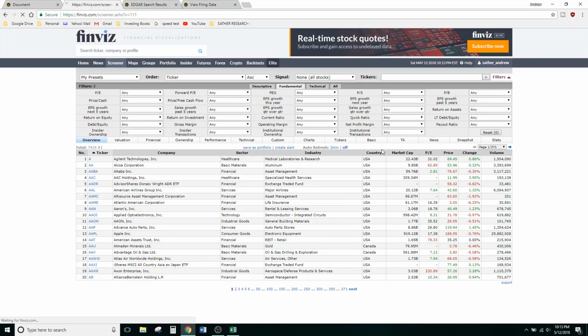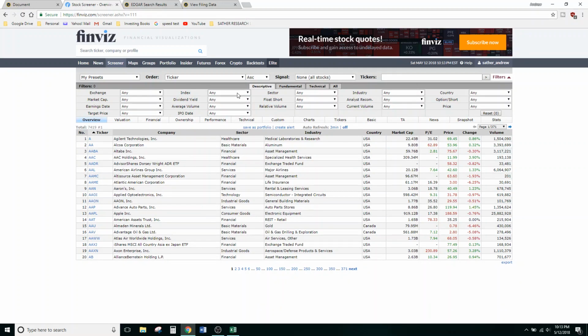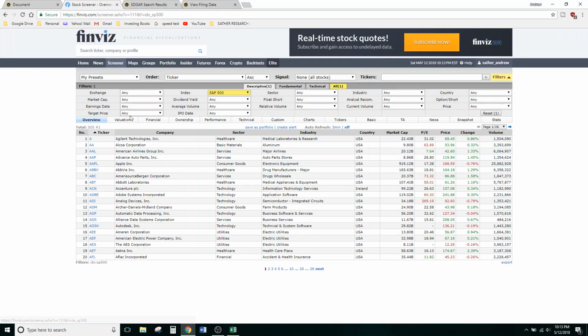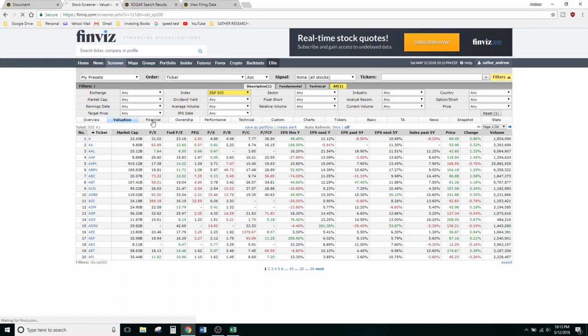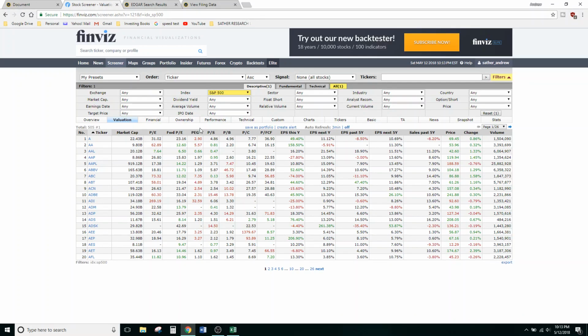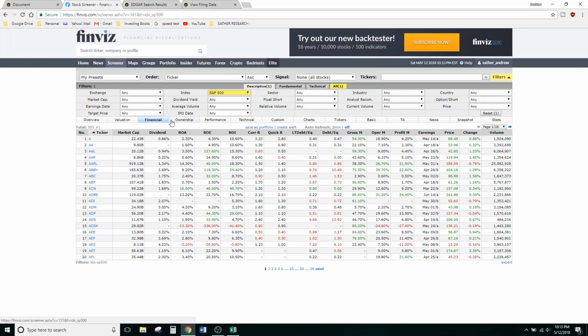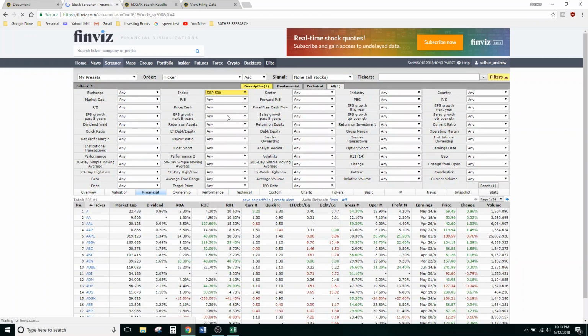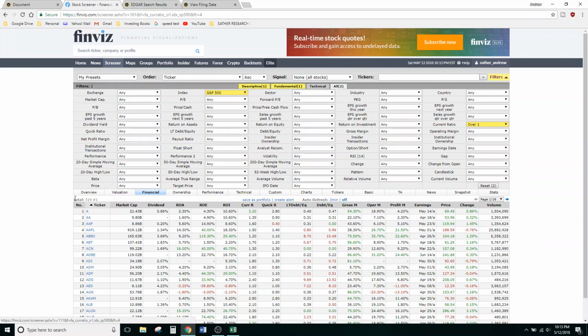I'll show you just as a real quick thing, if we take something like the S&P 500 and look at current ratio, let's just say how many of them are above a 1, right? You go from 500 to 300. So more than half of them have at least a 1 in current ratio. Here it is.